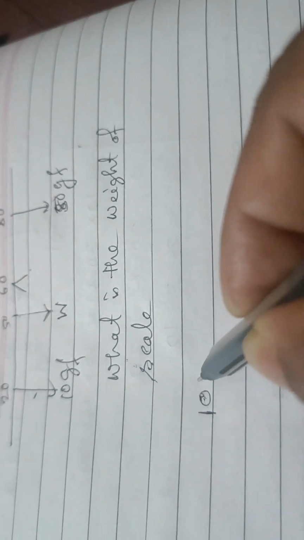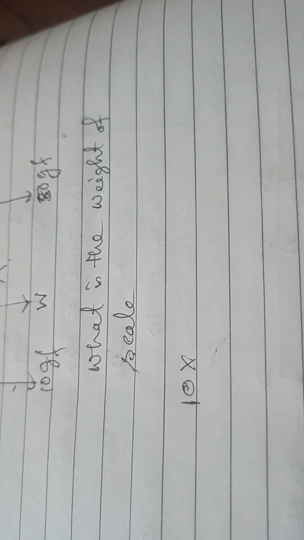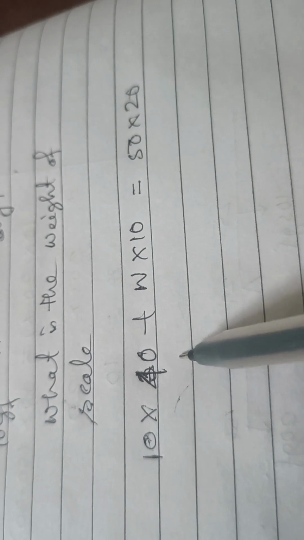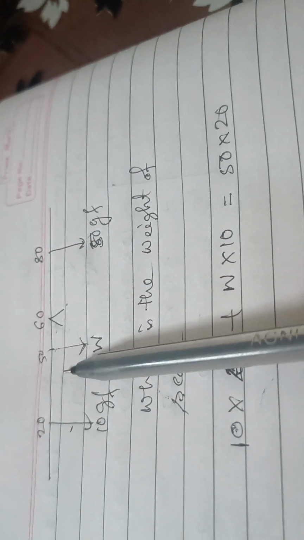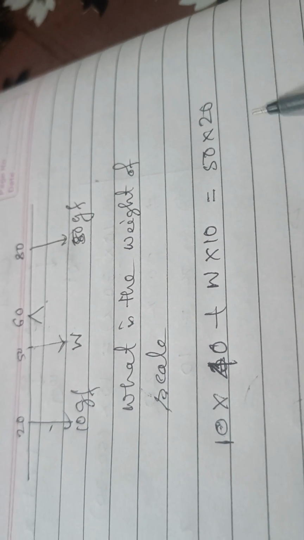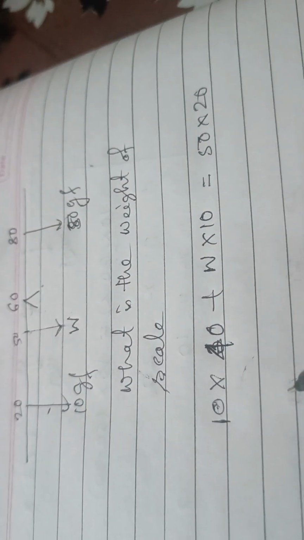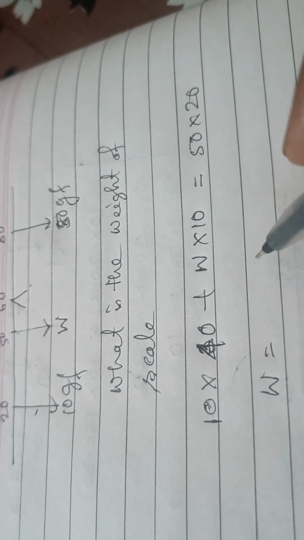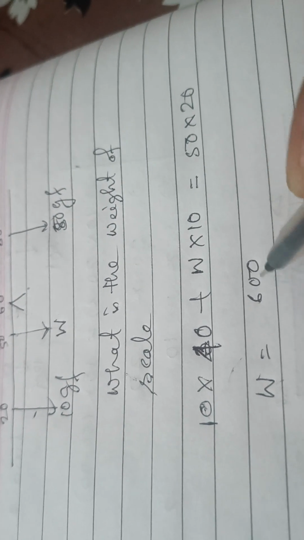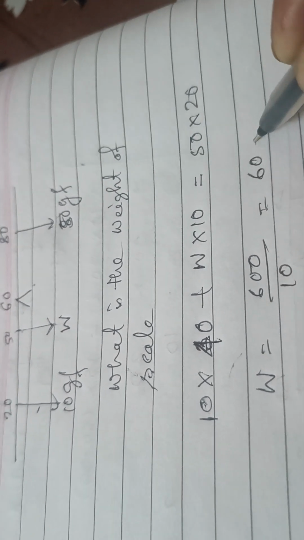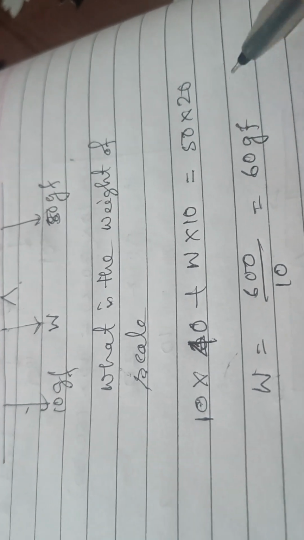Now 10, let me write it first, 10 into 40. So here is that formula, 10 into 40. 40 is the distance between 60 and 20. So 10 into 40 plus W into 10 is equal to 50 into 20. So from there, if we calculate W, we will be getting 1000 minus 400, that is 600. 600 by 10, and that will be 60 GF, the weight of the scale.